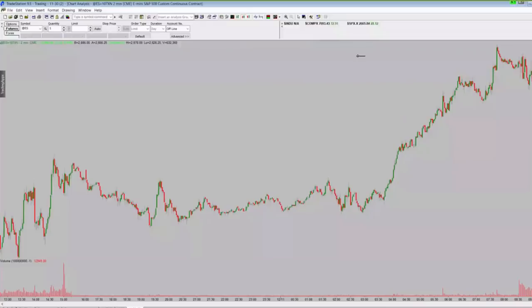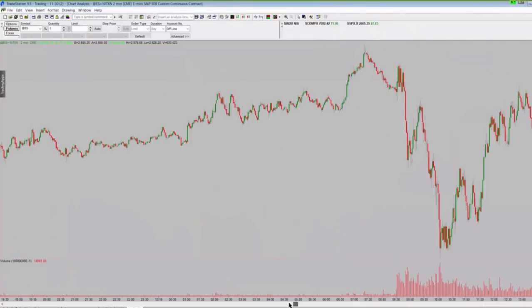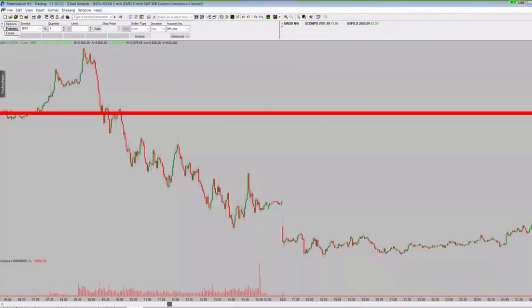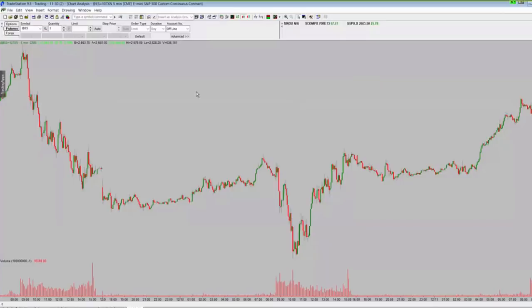I've already taken, full disclosure, one short position in the S&P today, and you'll see why. Here you'll see here. There we go. We wanted to get it up in this area.